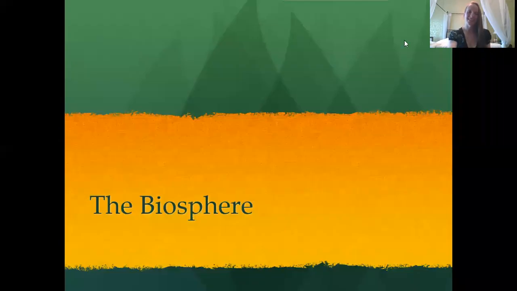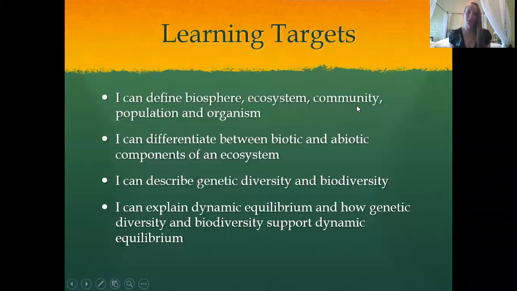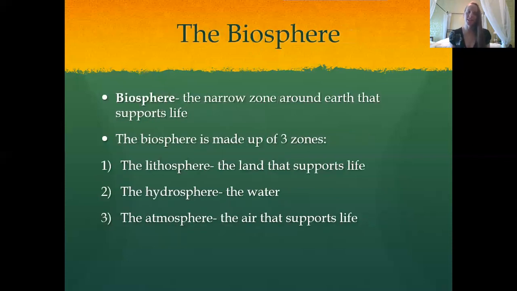Okay, so today's lesson is all about the biosphere. We're going to be going over what a biosphere is, also going to be defining things like ecosystem, community, population, and organism, as well as how those different terms are related. Then we're going to go over the difference between biotic and abiotic factors. We're going to define genetic diversity and biodiversity. And then lastly, we're going to talk about what dynamic equilibrium is and how biodiversity in particular helps support dynamic equilibrium.